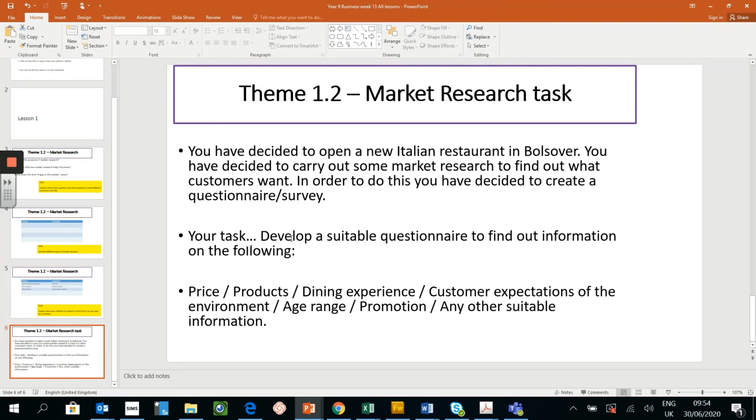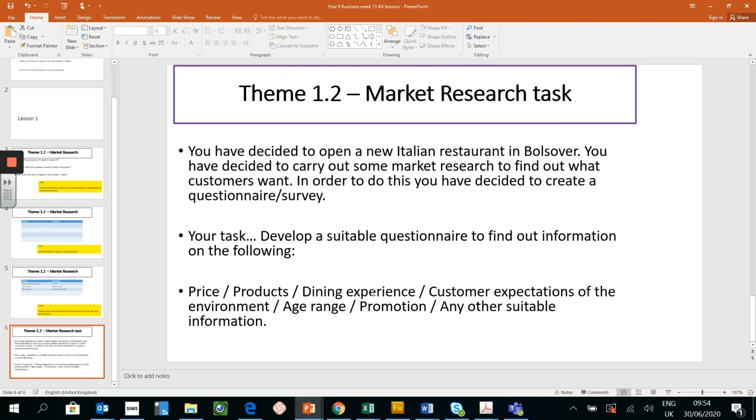Your task. Develop a suitable questionnaire to find out information on the following. So I want you to talk a bit about or find information about the price of the different products that you might sell in that restaurant, what products you're going to sell in that restaurant. So you might want to think about what customers generally want from an Italian, whether or not an Italian restaurant's a good idea, and you might have to add some other products in.